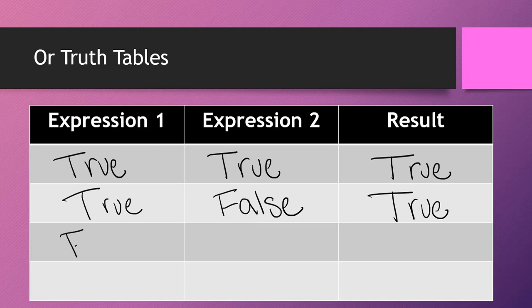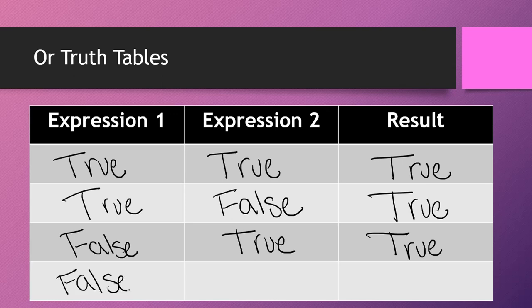Now let's say expression 1 is false and expression 2 is true. Well, again, one of them is true, right? Only one. We only need one for an or. So that would mean this would be a true statement. Now, what about the last one? What if expression 1 is false and expression 2 is false? Well, neither of them are true. So that would mean we would get a false.